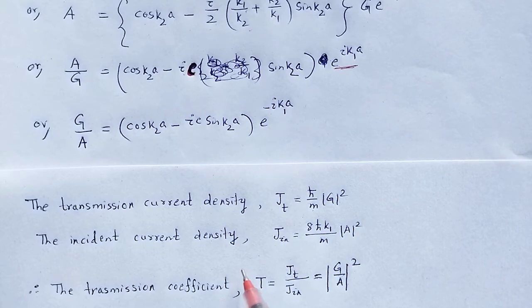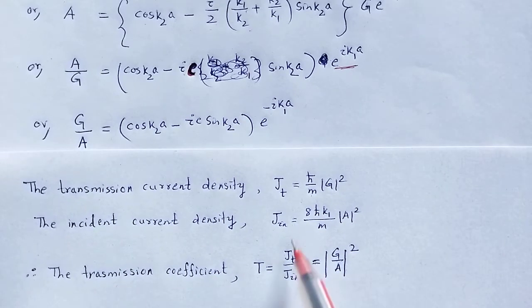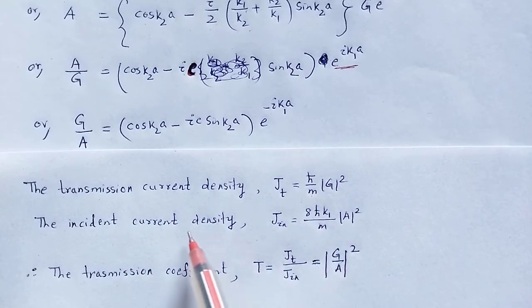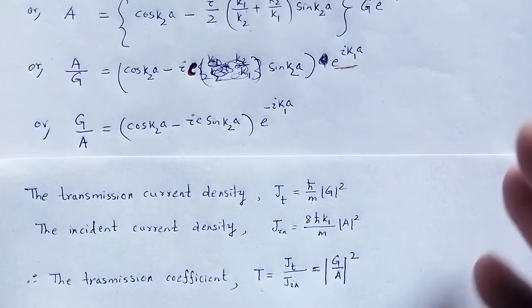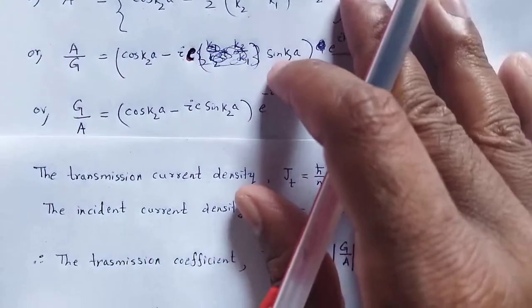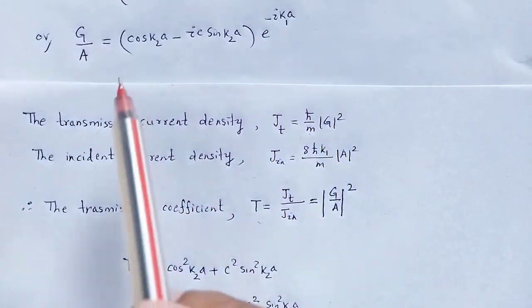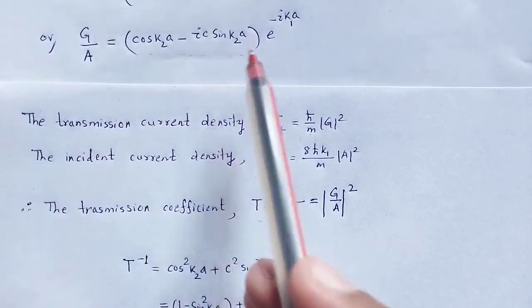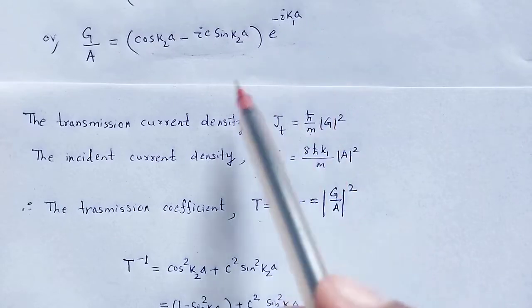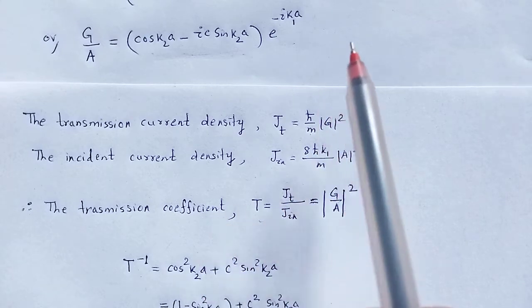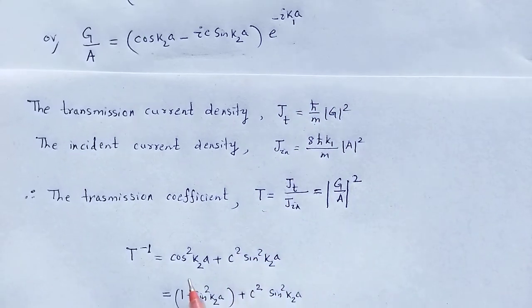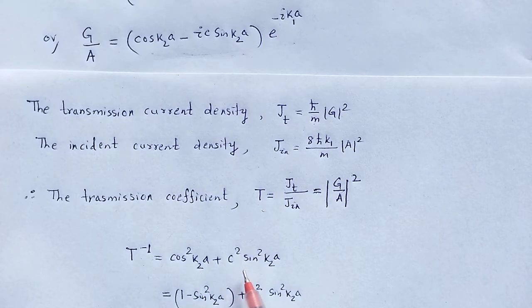So the transmission coefficient, capital T, is equal to Jt by J incident, that is the transmission current density to the incident current density, which is magnitude of g by a squared. So T is equal to magnitude of g by a squared. So T inverse will be cos square k2a plus c square sin square k2a.